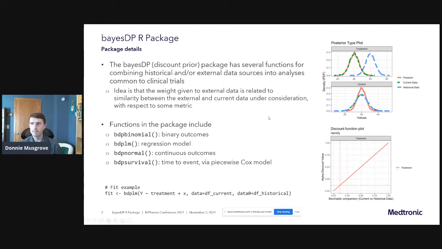So functions in this package include your usual outcomes. We can handle binary outcomes, regression modeling, linear regression via BDPLM, continuous outcomes similar to a t-test, and then survival modeling. And this is basically through the piecewise Cox model. Of course, we're in a Bayesian context, so that's how we usually do Bayesian survival. And I've got an example here. BDPLM, right? It takes in a formula, and then you just point it to the data that you have.